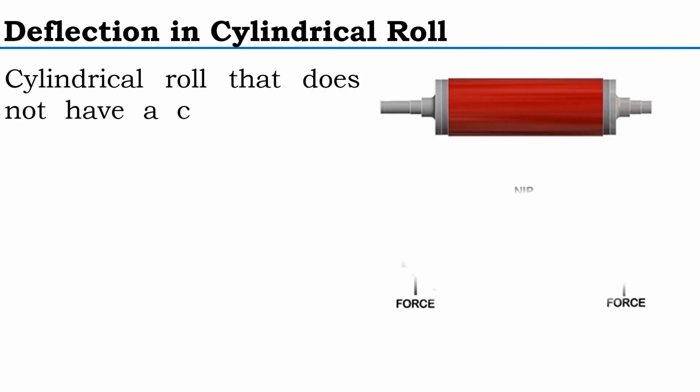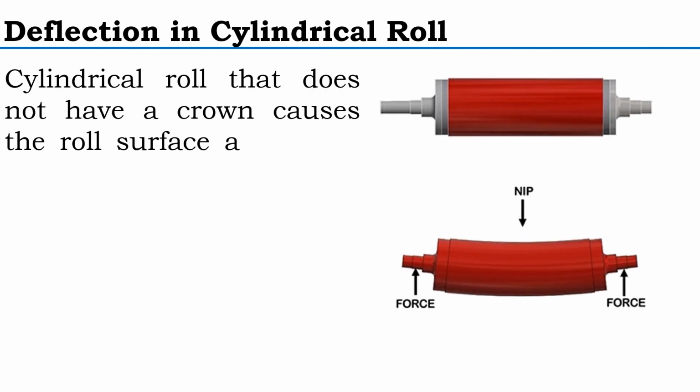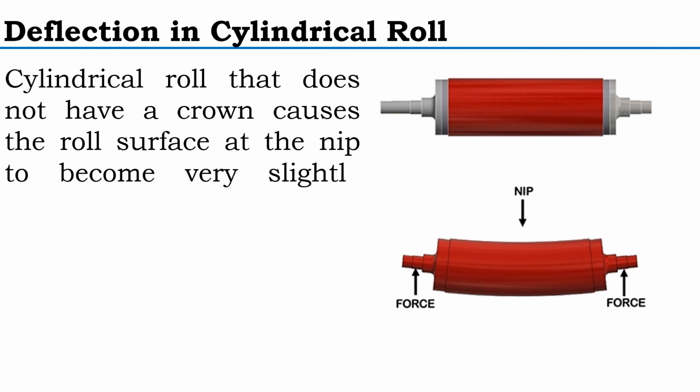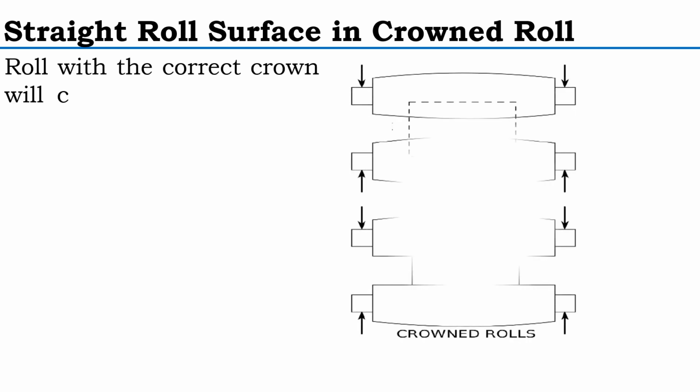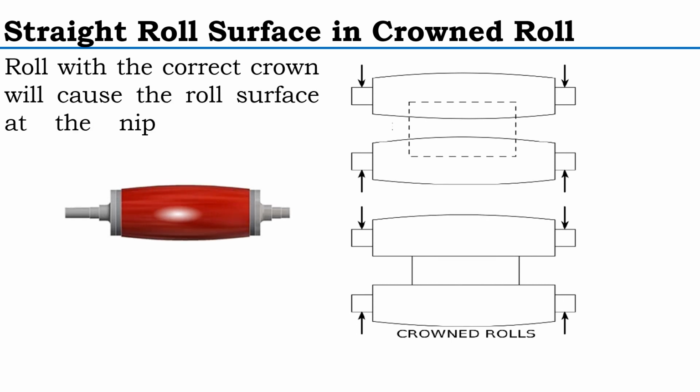Deflection in cylindrical roll. Cylindrical roll that does not have a crown causes the roll surface at the nip to become very slightly concave. Straight roll surface in crowned roll. Roll with the correct crown will cause a roll surface at the nip to become perfectly straight.